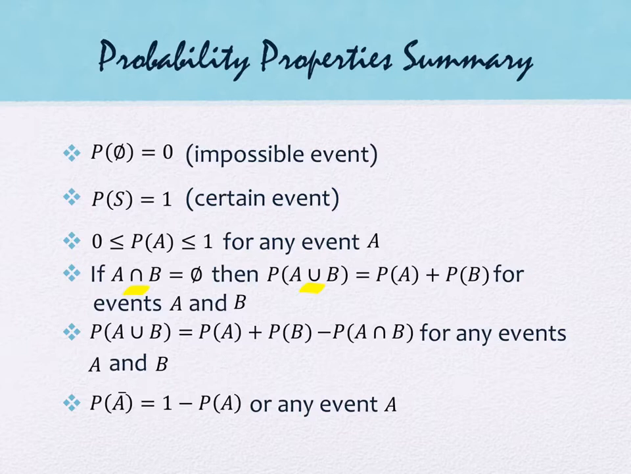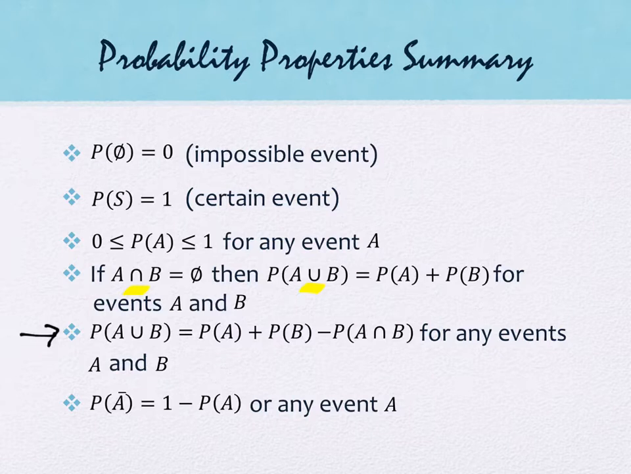So if they have nothing in common, that's what the first half of this if-then statement says. If they have nothing in common, then the probability of taking everything that they have and joining it together is simply the probability of each of the events independently added together. But like we mentioned before, sometimes we don't have independent events. And when we don't have independent events, we have this fifth bullet point.